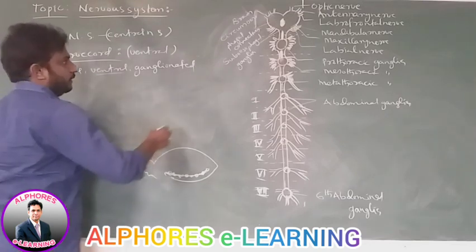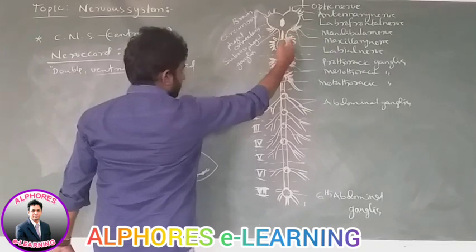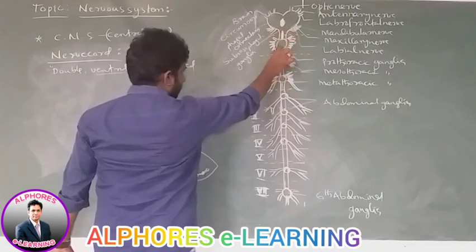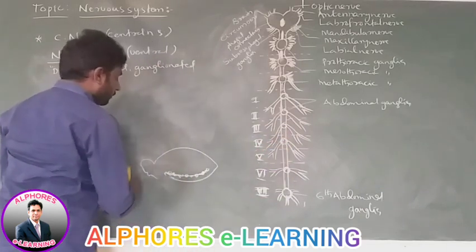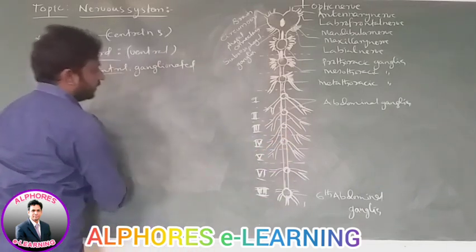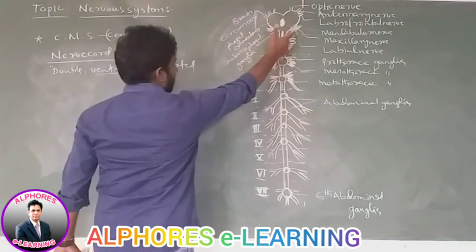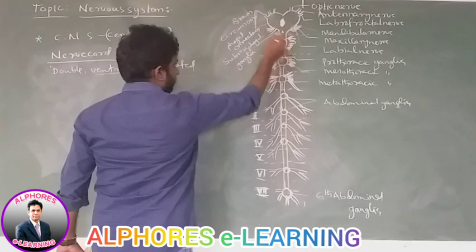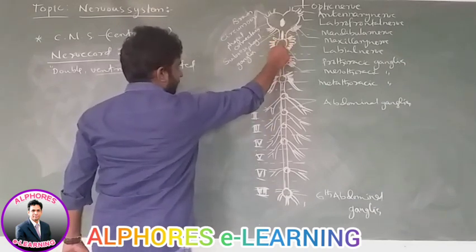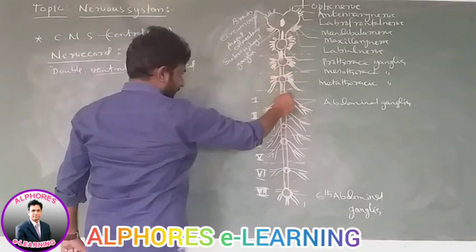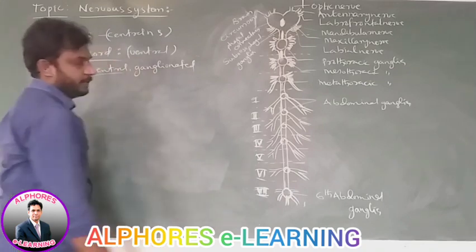Double means 2, ventral means present at the ventral side, and ganglionated means these are ganglia, groups of cell bodies. Here, the 2 nerve cords remain separate, but at the ganglia both are fused. At the ganglionic place only they are fused, and at the remaining places both are separate.